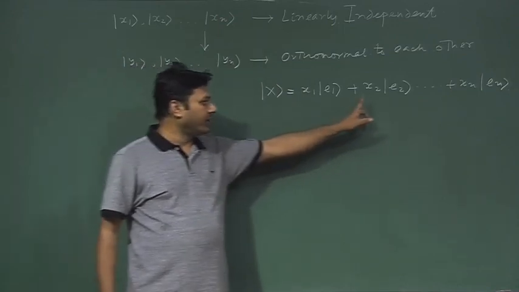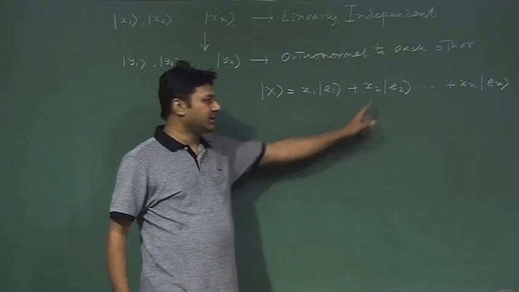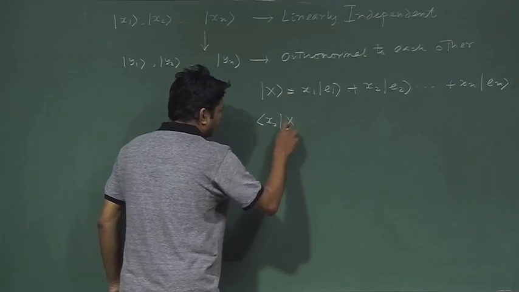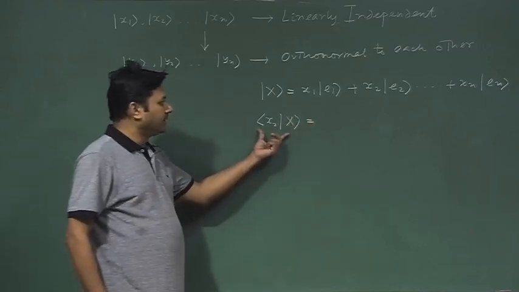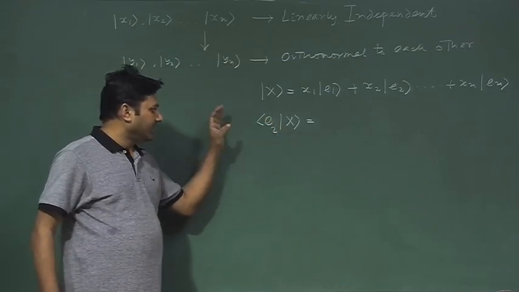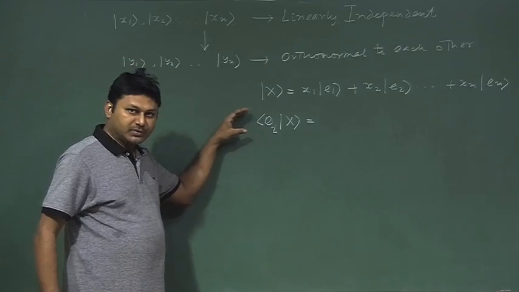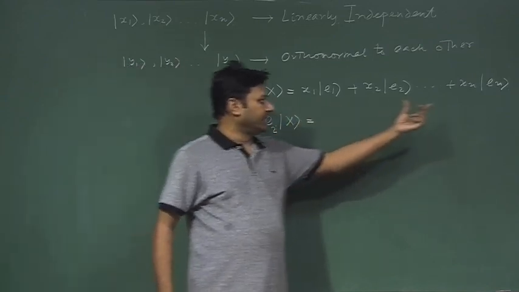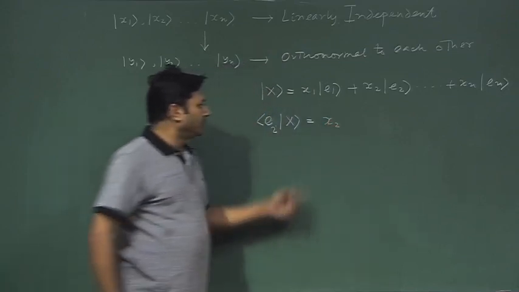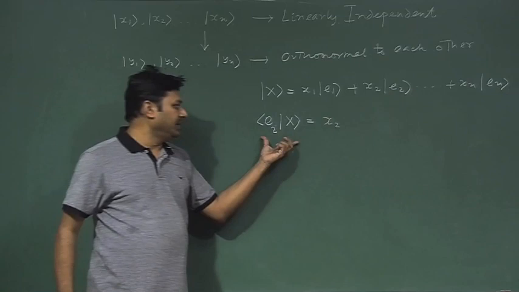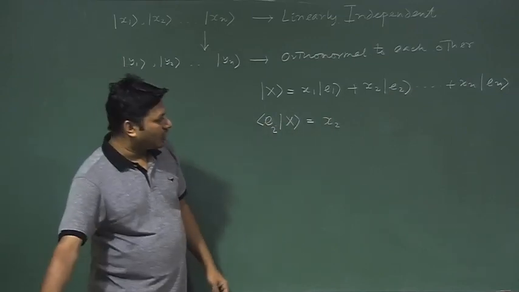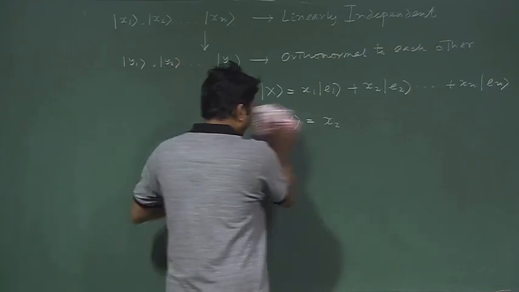For example, if I want to find out any of the elements, say x2, if I make a projection of this quantity over e2 from this side, then all the terms are going to vanish except this one. So I will have x2 straightaway. So the component of the vector can readily be figured out if I use an orthonormal basis. So orthonormal basis is very important. I will come to this point again.